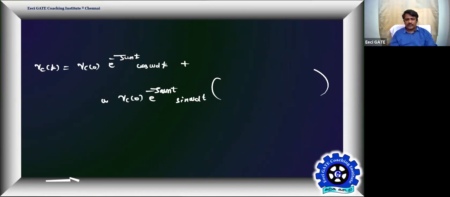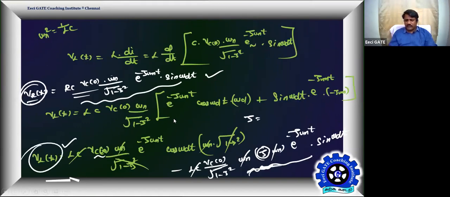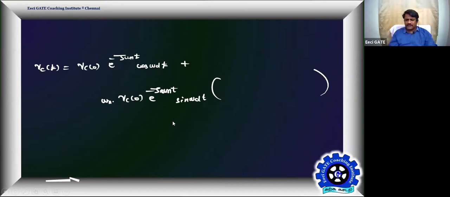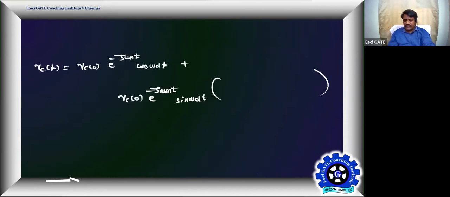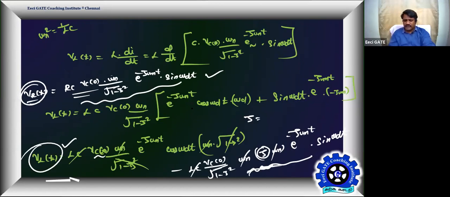Omega n is also common, right? Is it common? No, it is cancelled there. So it is omega n Rc. Root of 1 minus zeta square is also common in both the cases, so divided by root of 1 minus zeta square, also common in both the terms.